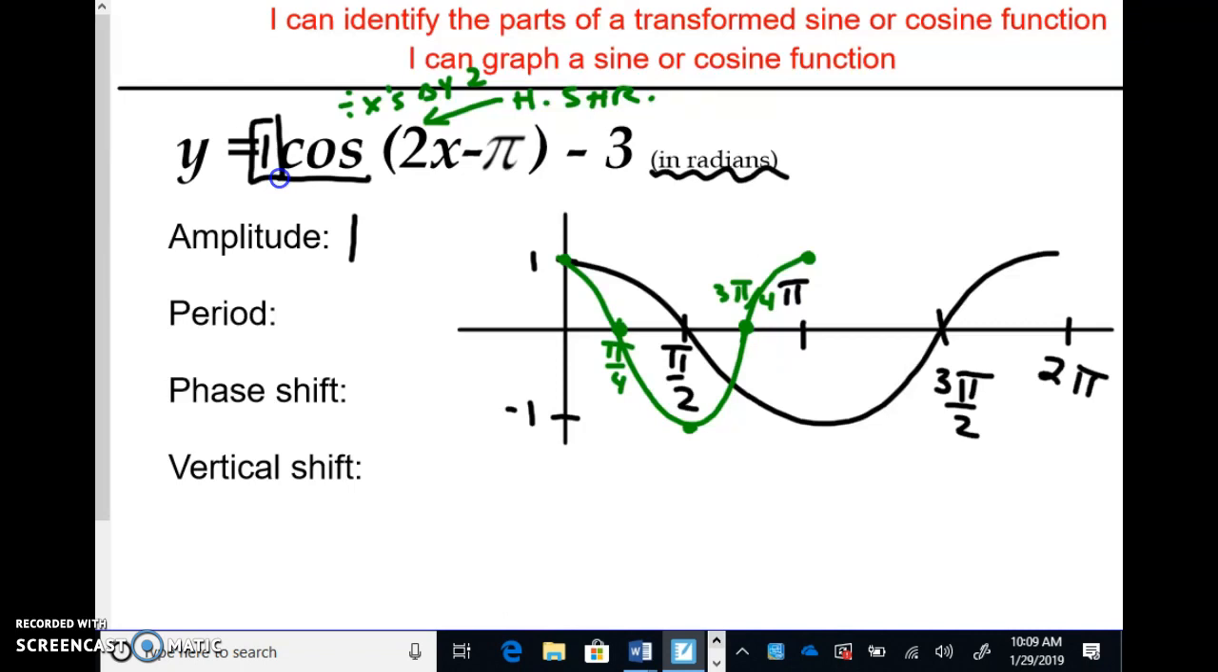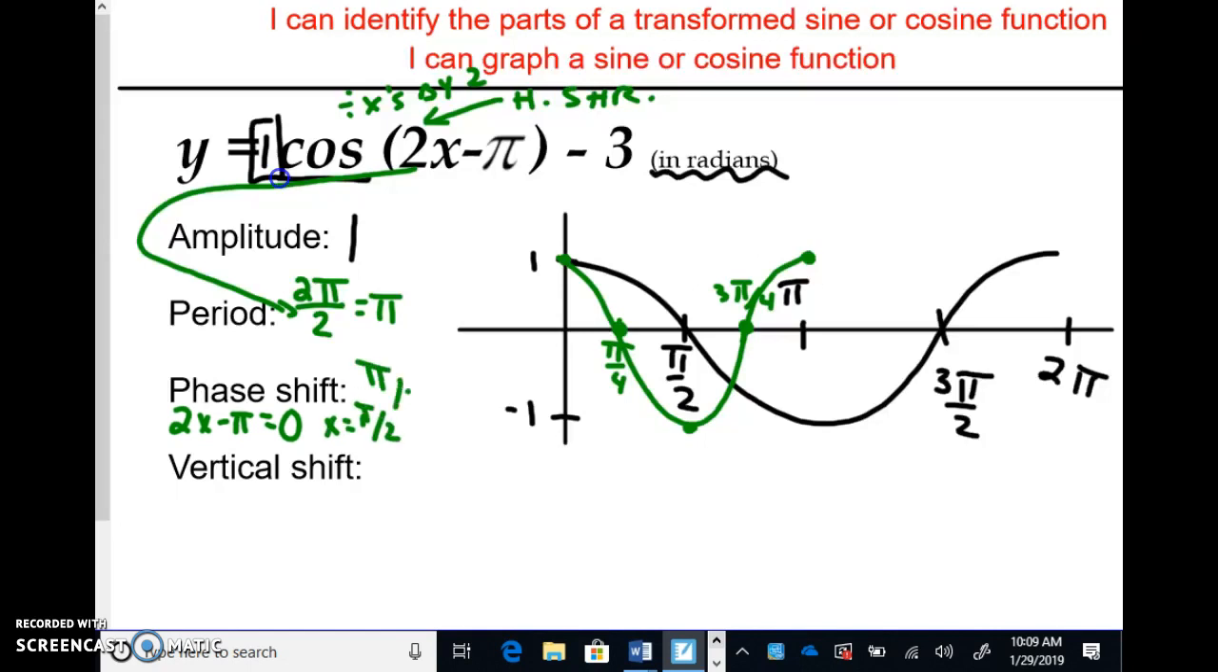The period, as long as we're talking about the 2, the period is the normal period, which if we're in radians is 2 pi, divide by that coefficient, which is 2, to give us pi. And if you notice, from start to finish, it takes pi radians to do that. The phase shift, take what's inside your parentheses, set it equal to 0, solve it for x, and you get pi over 2, which means you are going to shift everything to the right, pi over 2 units.